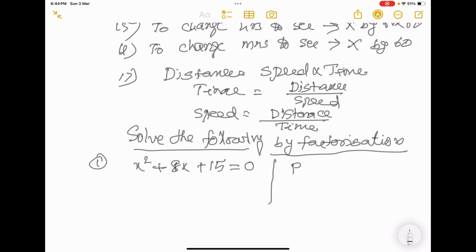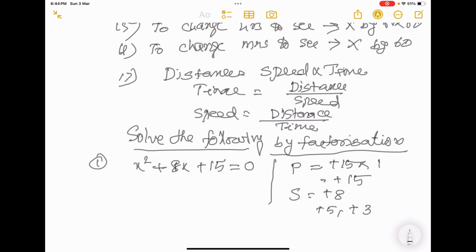Here product is positive 15, that is 15 into the coefficient of x square, 1, and sum equal to the coefficient of x, that is positive 8. So our numbers have product positive 15 and sum positive 8. Then the numbers are positive 5 and positive 3.